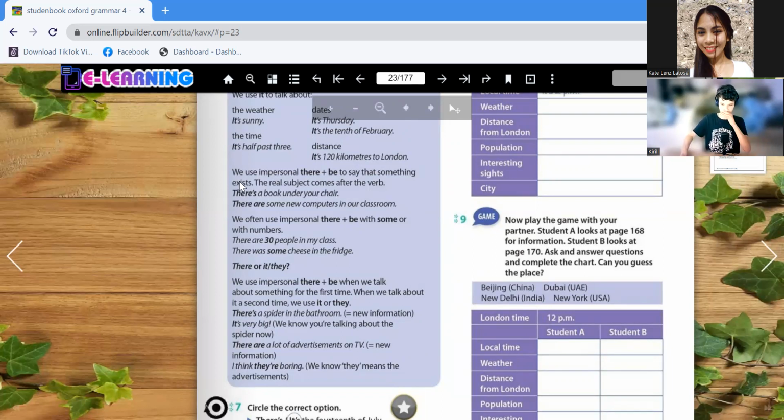Okay, so next, we use impersonal there plus be to say that something exists. The real subject comes after the verb. There's a book under your chair. There are some new computers in our classroom. So, there plus be to say that something exists.